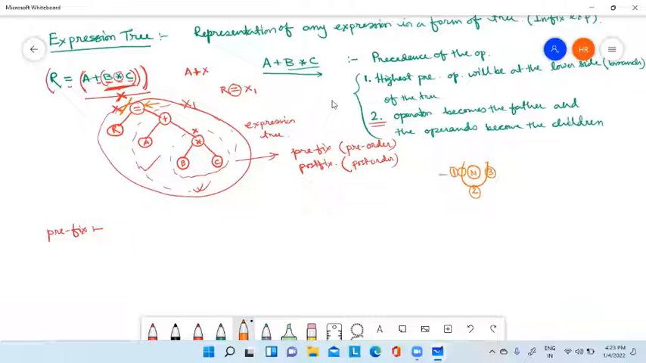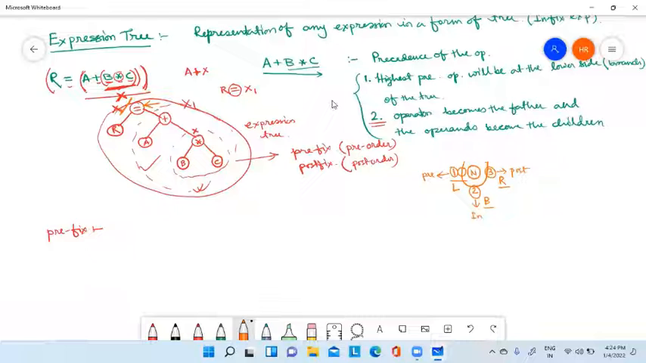So when I am visiting it the first time, if I print it, I will get pre-order. When I am visiting it the second time, if I print it, I will get in order. When I am visiting it the third time, if I print it, I will get post order. Or you can say, if we visit the node from the left hand side, we will get pre-order. When we are visiting the node from the bottom side, we will get in order. When we are visiting the node from the right hand side, we will get the post order.